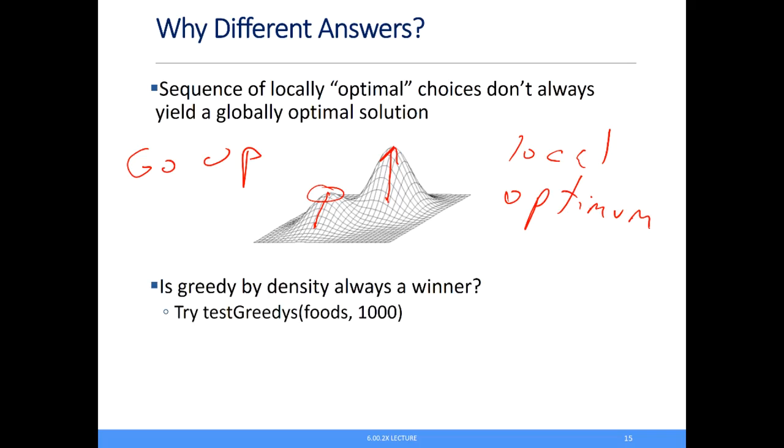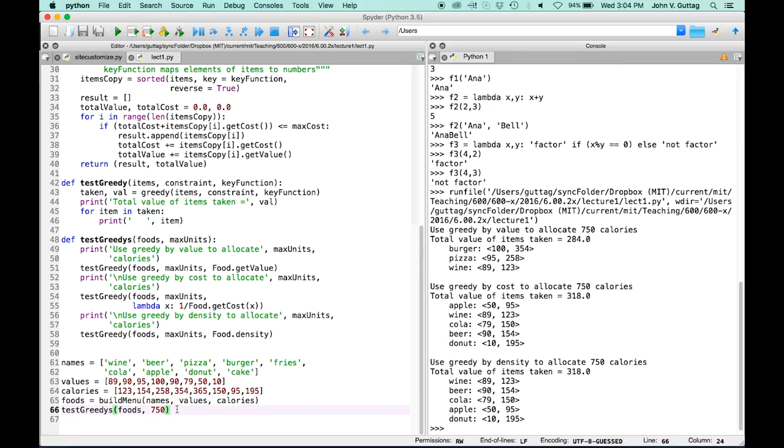Well, in the example we just looked at, greedy by cost and greedy by density gave better results, in the sense of more value for the same number of calories, as greedy by value did. Is it always the case that one is better than the other? No. You might think greedy by density should always be a winner, but it isn't. And to show you that, let's try another example.